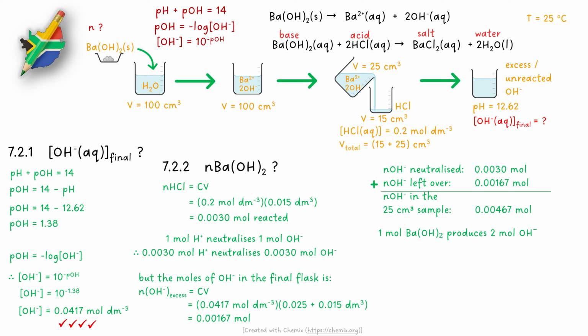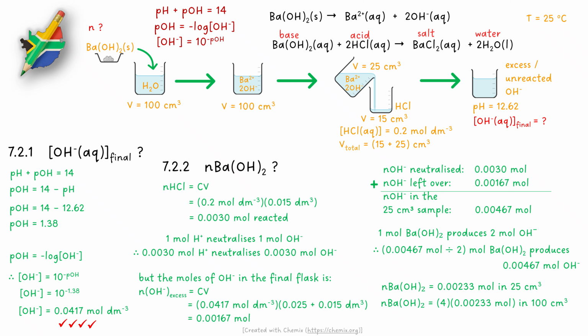Then, since 1 mole of barium hydroxide produces double the moles of hydroxide ions, we can halve the mole value to get the moles of barium hydroxide in the 25 centimeter cubed sample. And this value is 0.00233 moles of barium hydroxide in the 25 centimeter cubed sample.